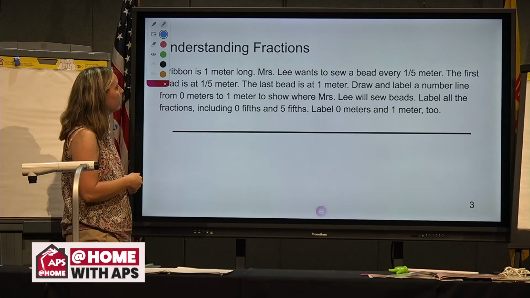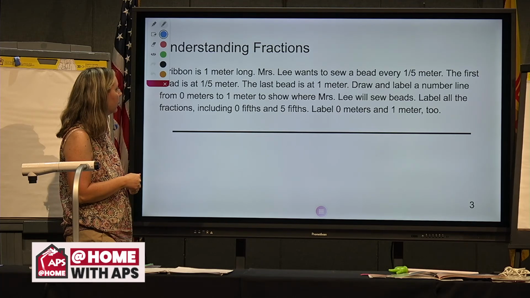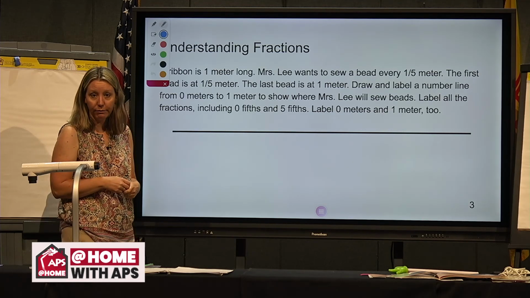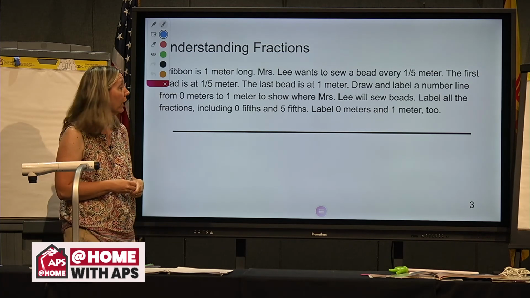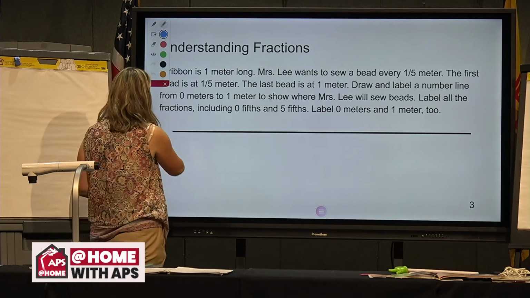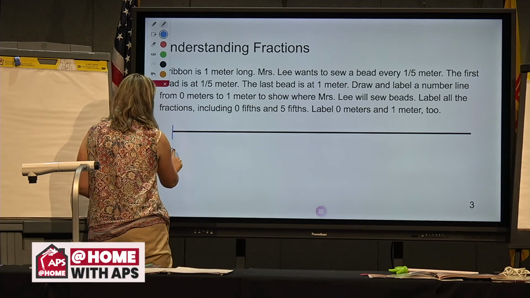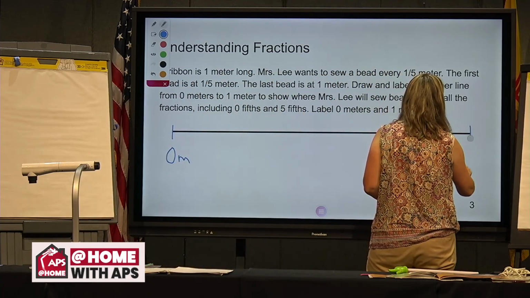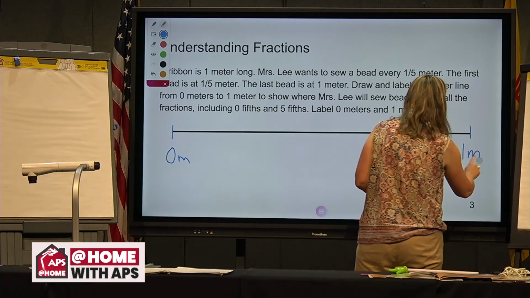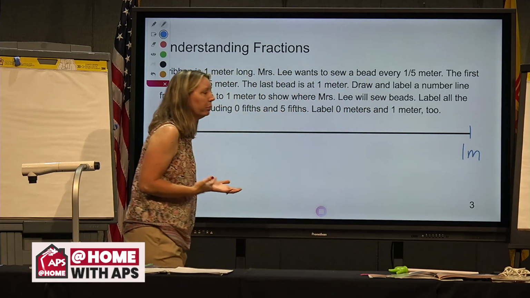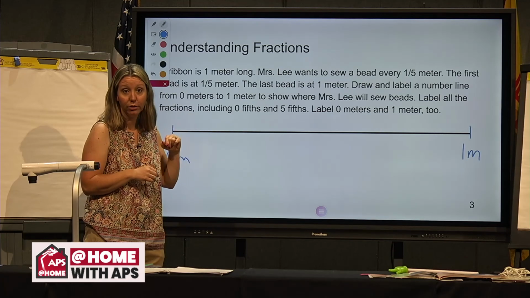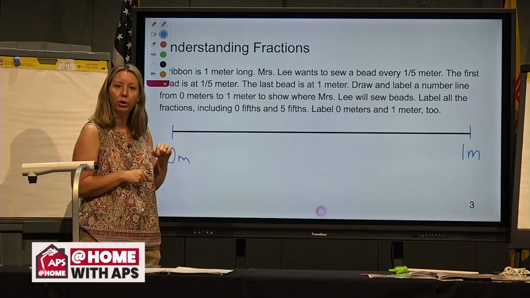So, label all the fractions, including 0/5 and 5/5. Label 0 meters and 1 meter too. So I'm going to leave this with you to go ahead and try that out. If we were starting here, we can label 0 meters and we can label 1 meter. Where would you put those fifths? Yeah, today we've worked a lot on fifths. So this, try it out. See where those beads would go.